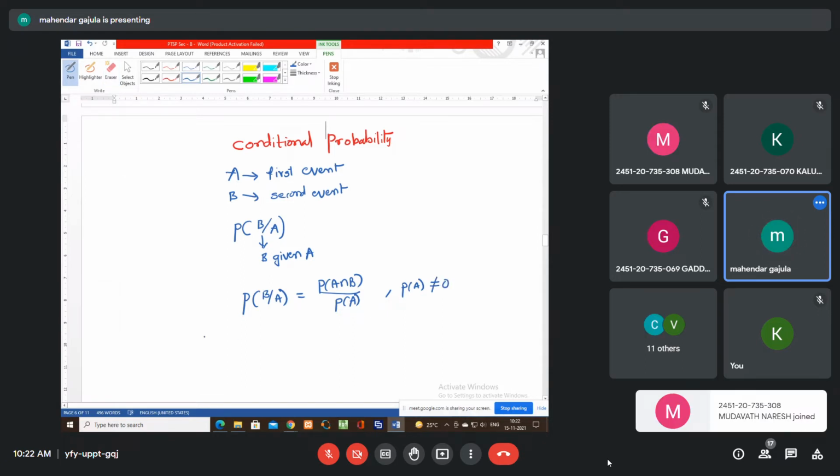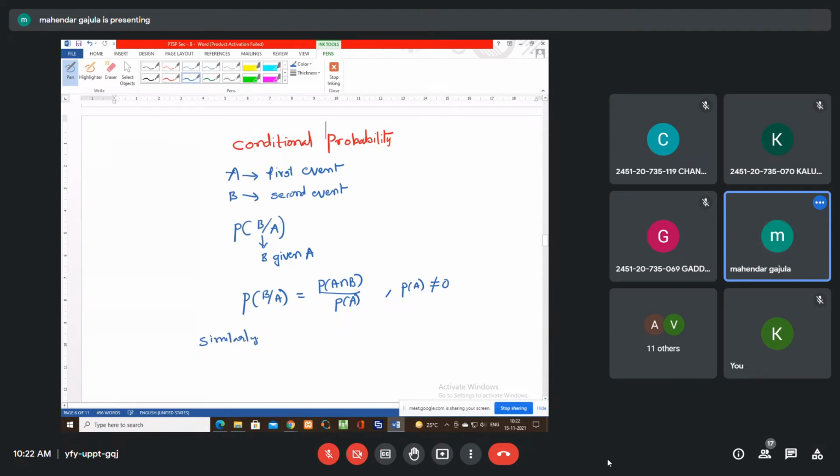Similarly, tell me the formula for P(A given B). It is P(A intersection B) divided by P(B). What is the condition here? The probability of B should not be equal to 0. Okay, this is about conditional probability.